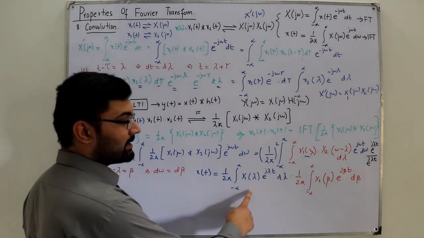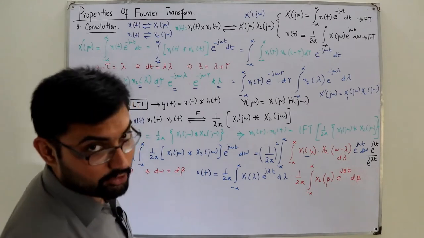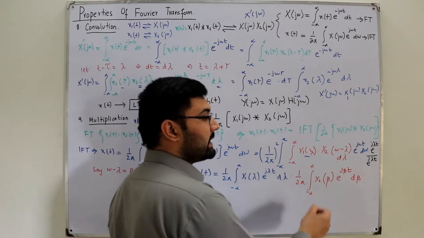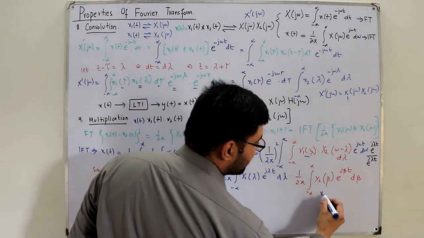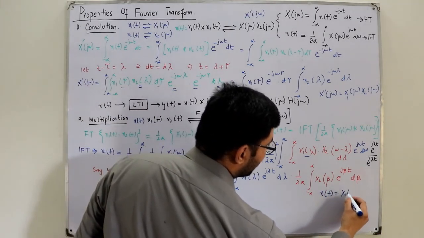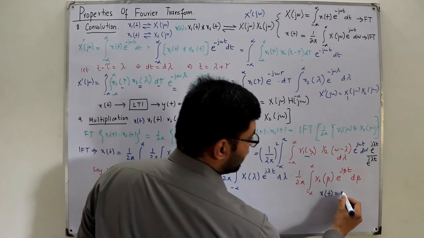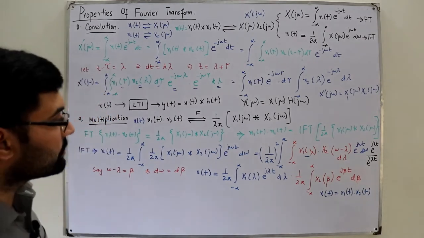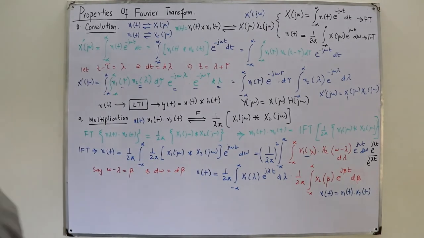Is this not the signal x1 of t for which the Fourier transform is x1 of lambda? The independent variable does not matter. Is this not the signal x2 of t for which the Fourier transform is x2 of beta? The independent variable beta does not matter. So can I not write that my x of t is equal to x1 of t? Sorry, I'm dealing with the inverse Fourier transform. So x of t is equal to x1 of t multiplied by x2 of t. And have I not proved this from the inverse Fourier transform formula? I have. So that is all about the multiplication property as well.